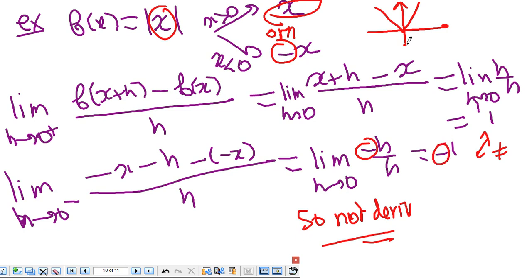It means I don't have one tangent at this point. What does it mean? This function is not differentiable at the point 0, but if you look at it, it's continuous. It's continuous, but it doesn't mean that it's differentiable. So if it's differentiable, I'm sure that it's continuous. The inverse step is not right.